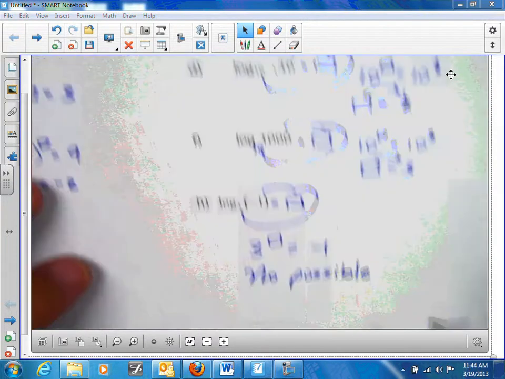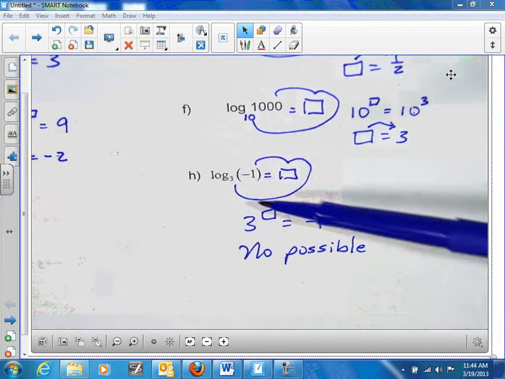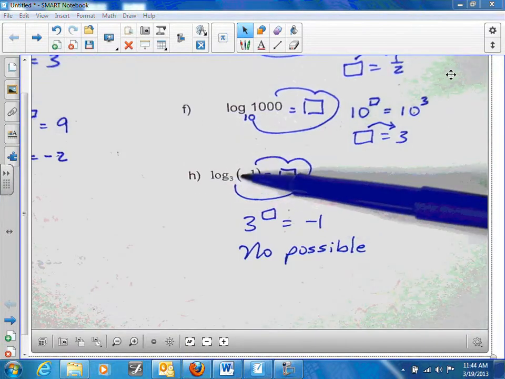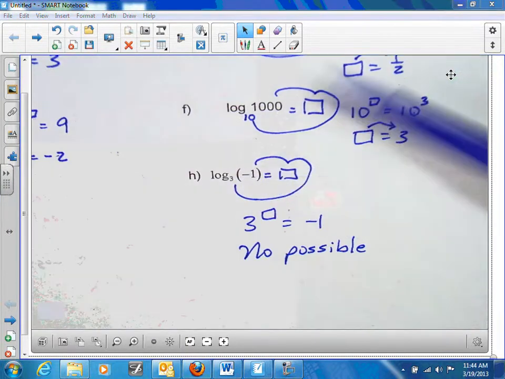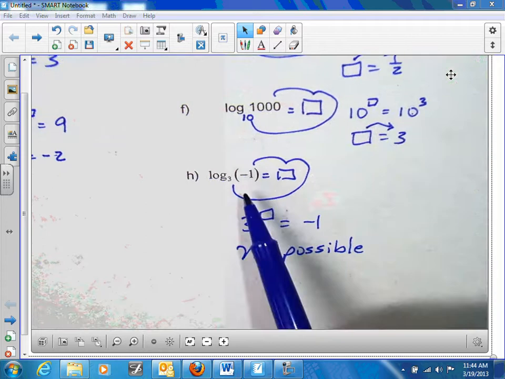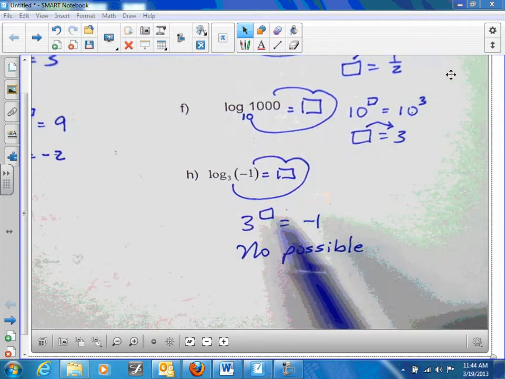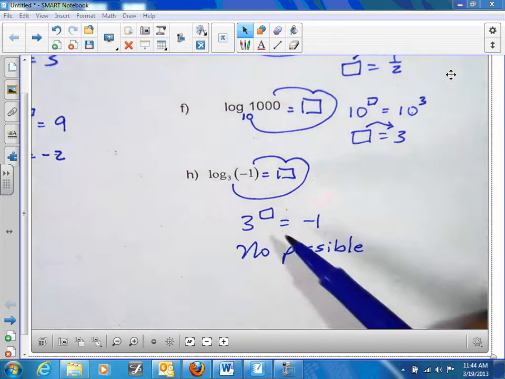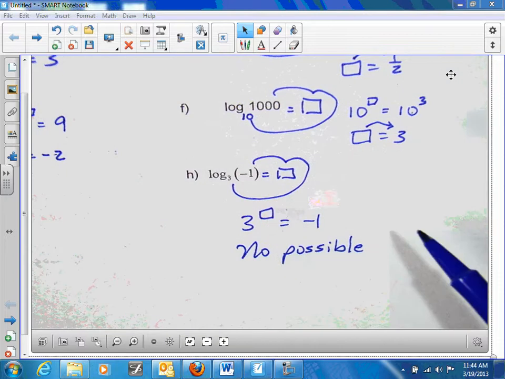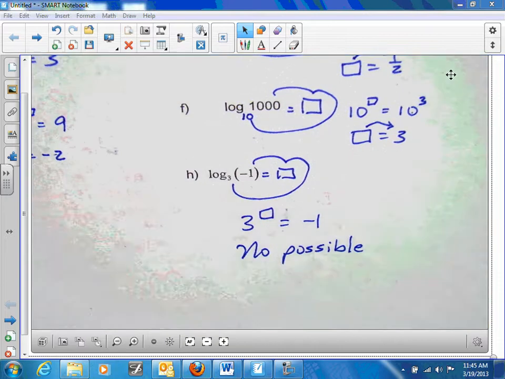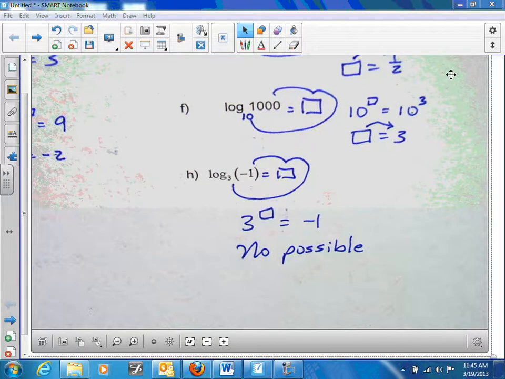And then finally, the last thing. Notice log base 3 of a negative number. This is not possible. Anytime you see a negative number in this spot, you just write not possible, because you can't take a number to a power and get a negative. And that is today's notes and lesson.